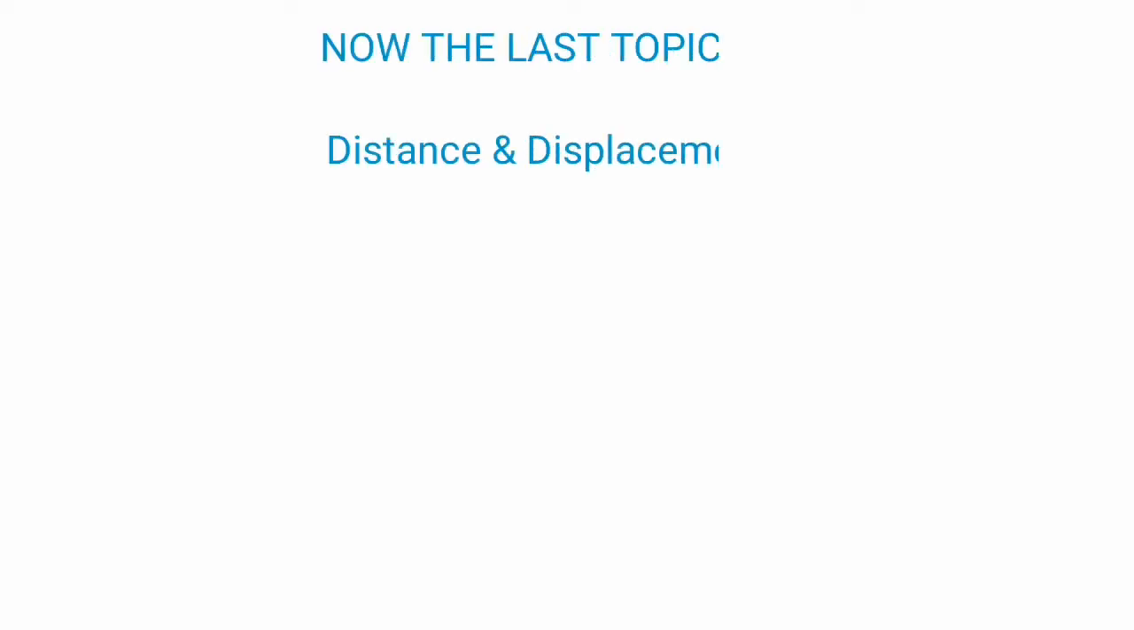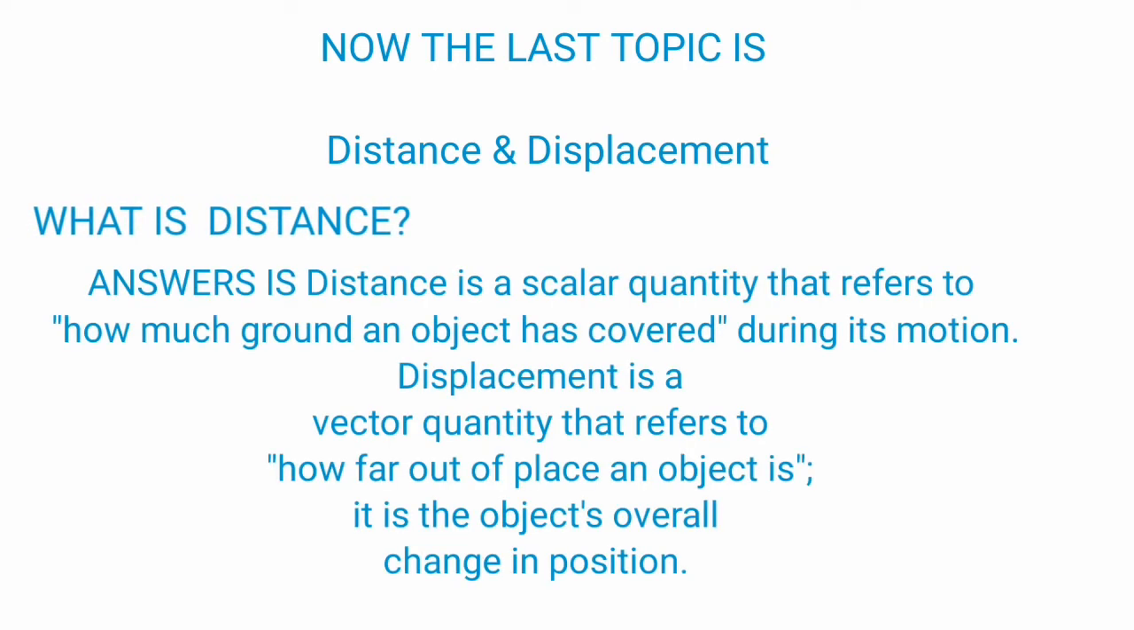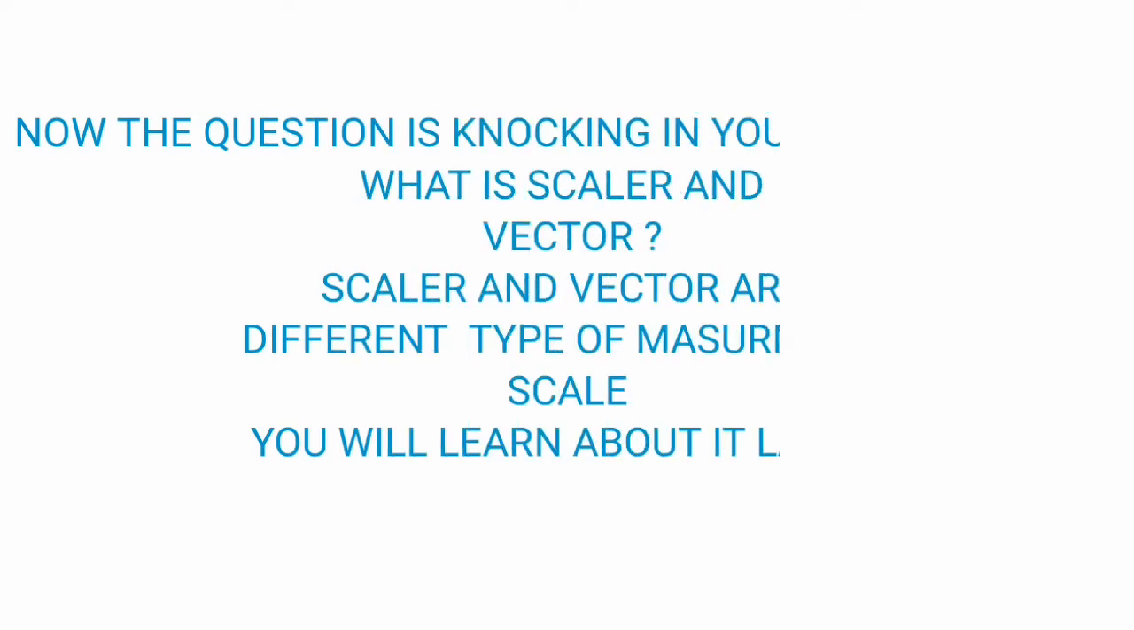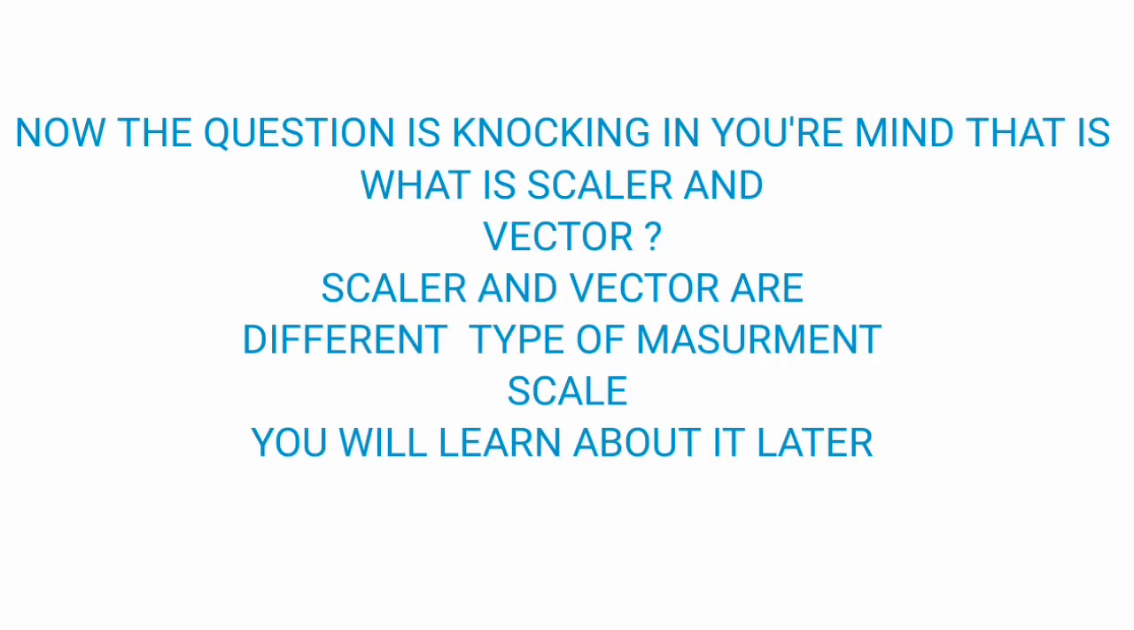Now the last topic is distance and displacement. What is distance? Distance is a scalar quantity that refers to how much ground an object has covered during its motion. Displacement is a vector quantity that refers to how far out of place an object is. It is the object's overall change in position. Now the question is knocking in your mind, what is scalar and vector? Scalar and vector are different types of measurement scale. You will learn about it later.